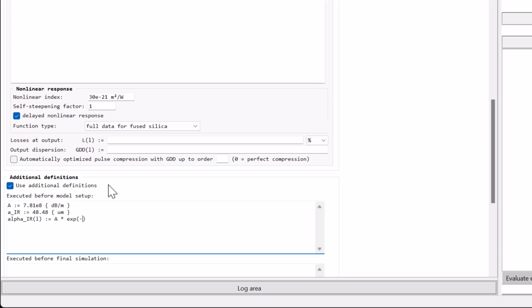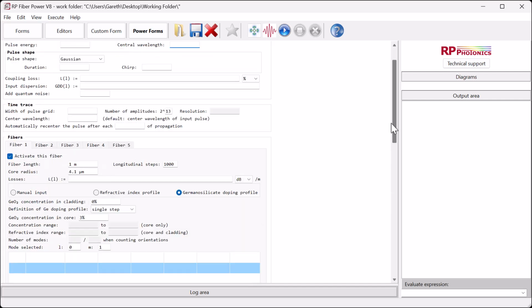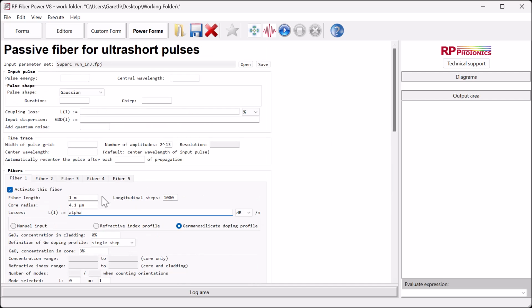In the additional definition section of the power form, we can define a function, starting with the infrared absorption and adding propagation losses from Rayleigh scattering. Sum these into a wavelength dependent function and place it into the fiber losses section, making sure the correct units are used.